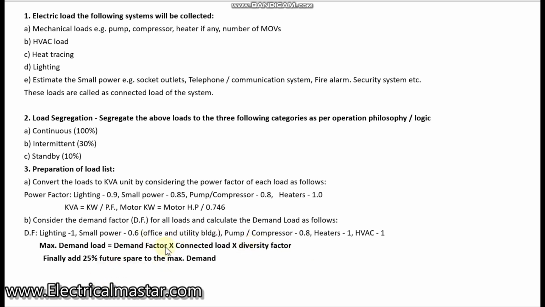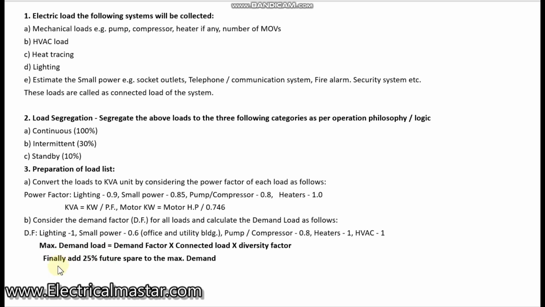Okay, so demand factor is nothing but duty factor, and connected load is whatever load you are connecting, motor or pump, whatever it is, and diversity factor. These diversity factor values: pump means 0.8, heater means 1, DB means 1, and small power socket means 0.6. That is the maximum demand load.